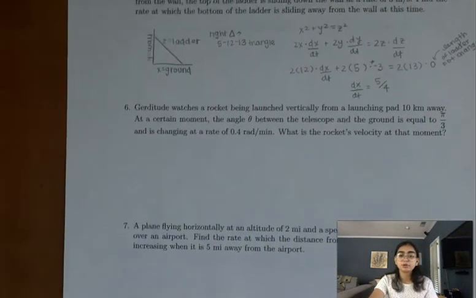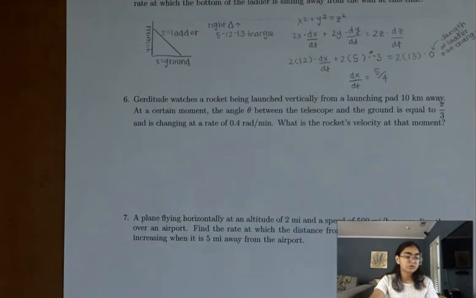And for our answer, we're going to get 5 over 4. So the rate at which the bottom of the ladder is sliding away from the wall is 5 over 4 meters per second.